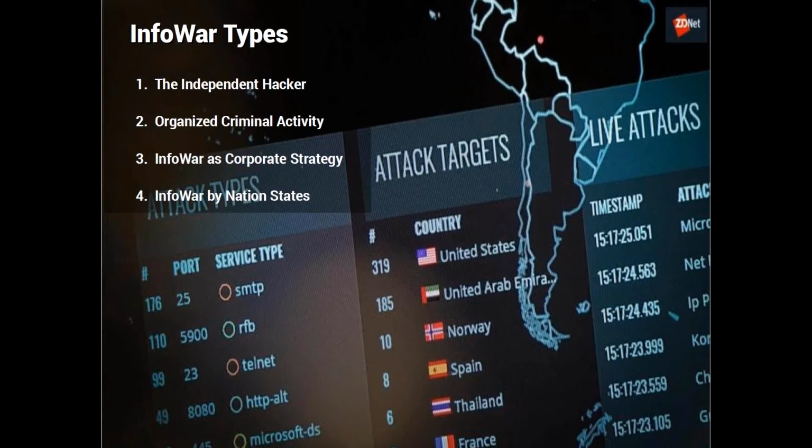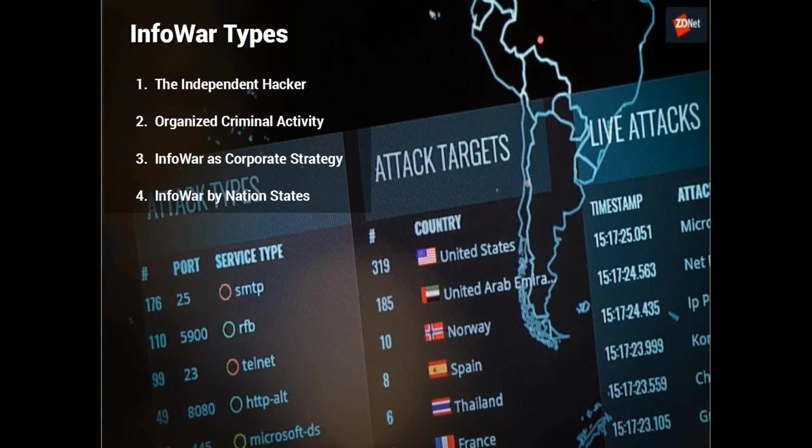Now, the types of InfoWar that we look at, or the participants, tend to fall into three categories. The first one is the independent hacker. These are people who are often disgruntled employees or some other kind of disaffected individual, or maybe somebody who's got a political agenda or something else that they want to establish, and they decide to accomplish their objectives through some kind of InfoWar attack.